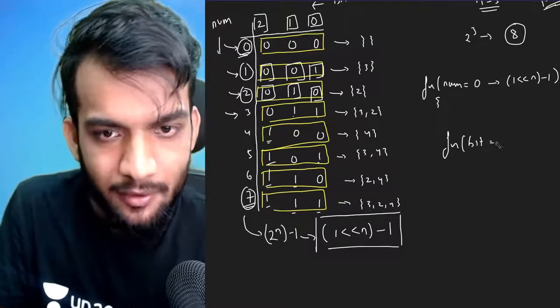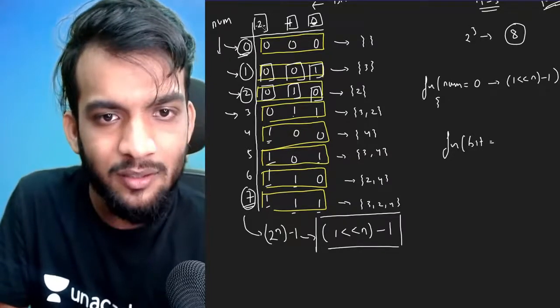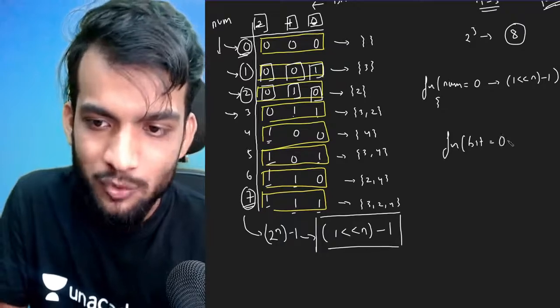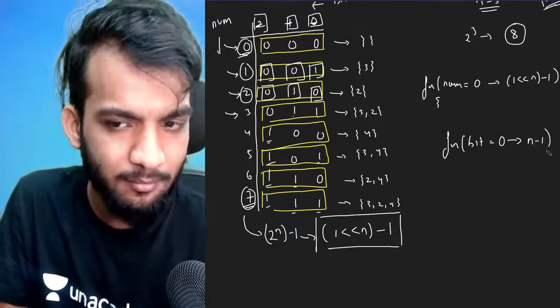And how many bits are there? The bits are from 0, 1, 2. So I'm going from 0 to 2, that's n minus 1 bits.